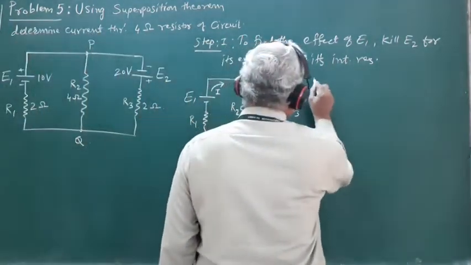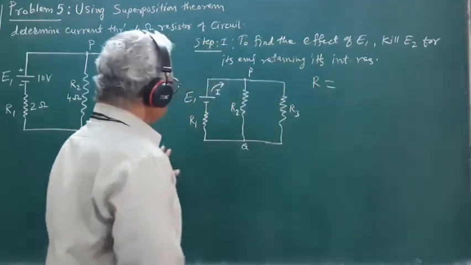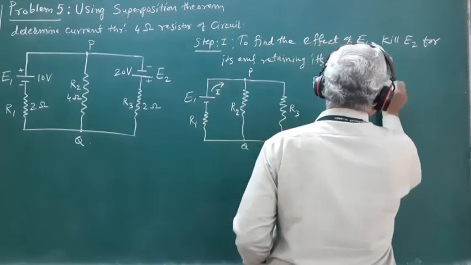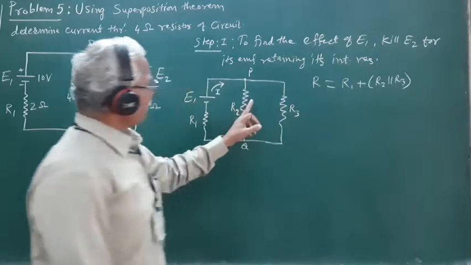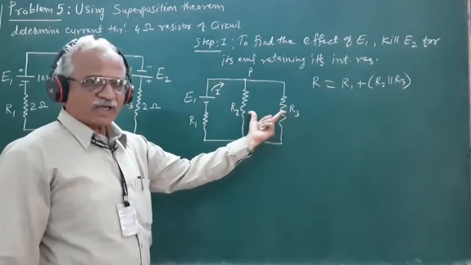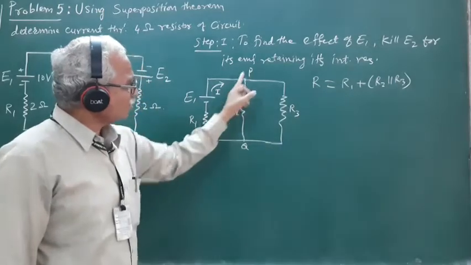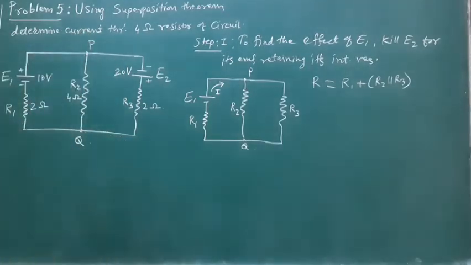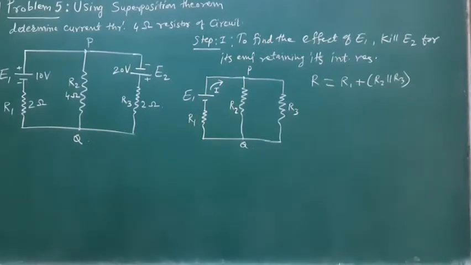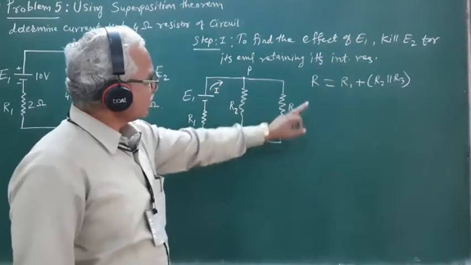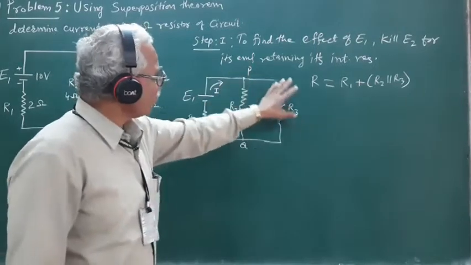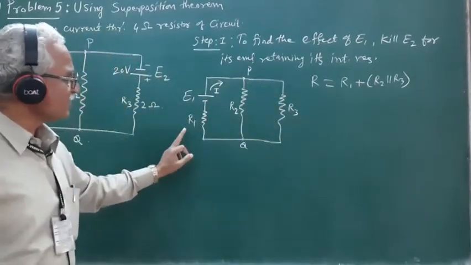The total resistance R of the circuit is nothing but equal to R1 plus R2 parallel R3. Here R2 and R3 are connected in parallel, and this parallel combination of R2 and R3 is connected in series with R1. So here the total resistance of the circuit R is equal to R1 plus R2 parallel R3.